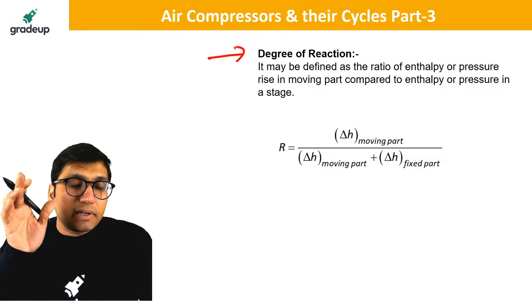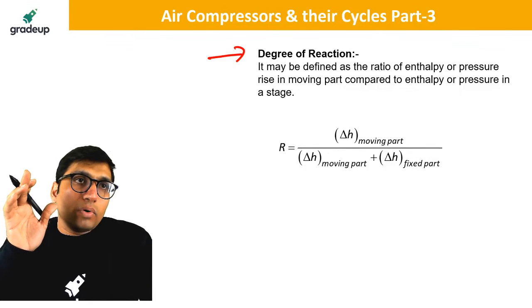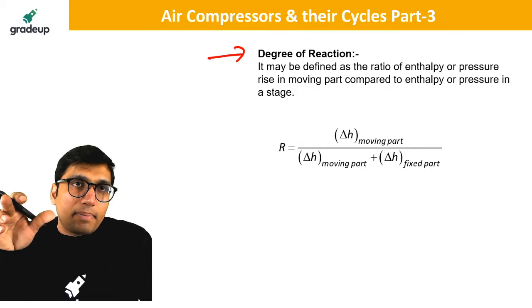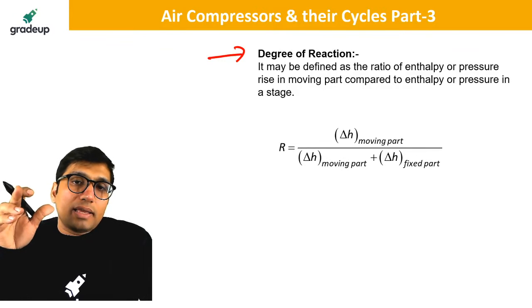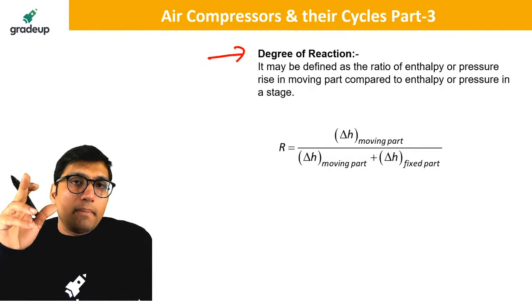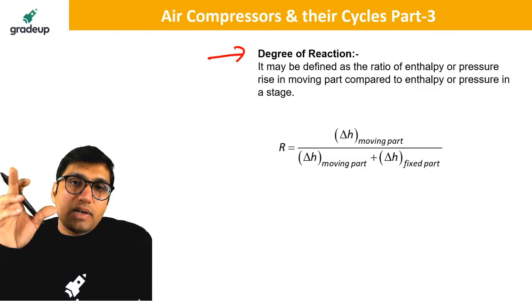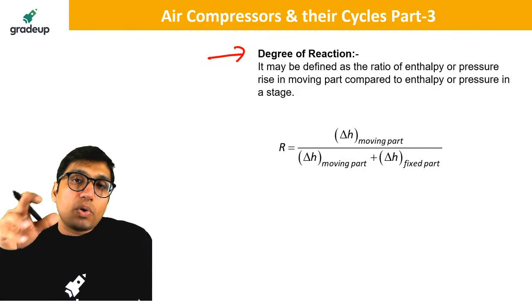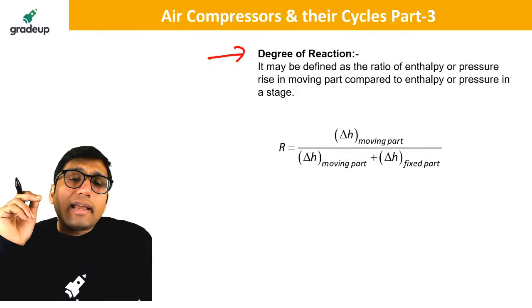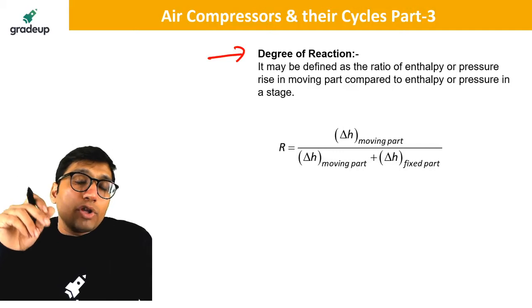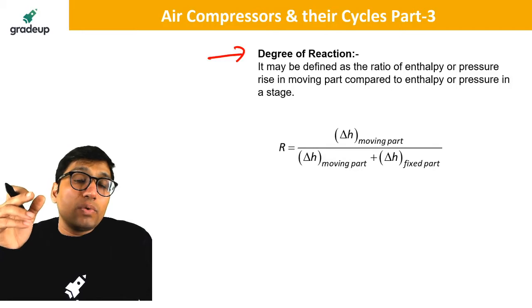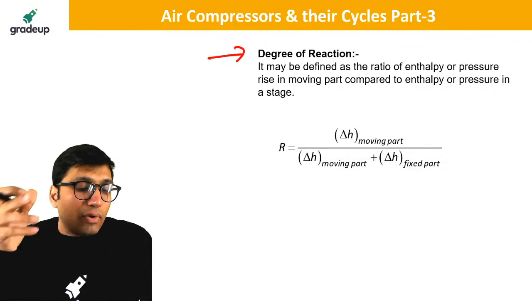This degree of reaction term you will be studying in both turbines as well as in compressors. Especially in the axial compressor, we use the stator and rotor. A stator is a stationary member and rotor is a rotating member in the axial flow compressor. Axial flow compressors are used in gas turbine power plants. They are also used in aircraft applications and many other applications. In the jet engine also we use axial flow compressor and also centrifugal compressor.